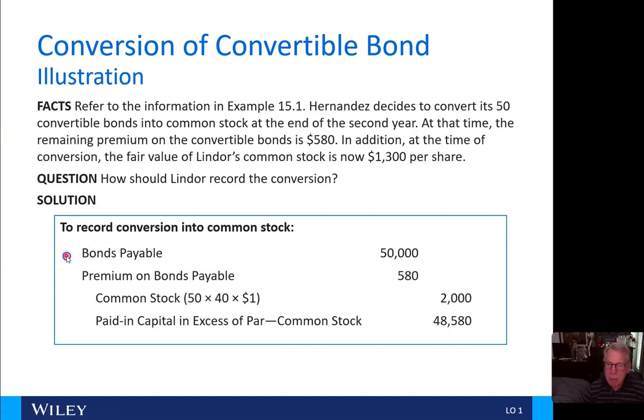Well, we're going to debit bonds payable. That's what we have on our balance sheet currently. We're going to zero that out with the debit to bonds payable. The premium that was left, we're going to zero that out at $580. And then our common stock, we're going to take 50 of them. We're going to multiply that times 40, and they're $1 par value. So that gives me $2,000. And that excess is going to go to paid in capital in excess of par, common stock for $48,580.